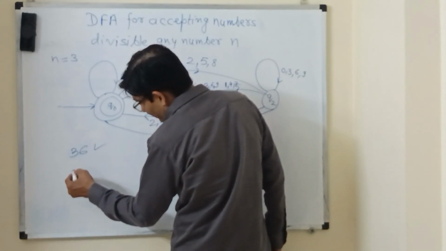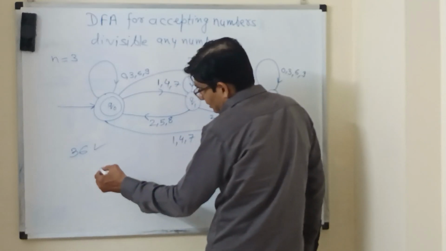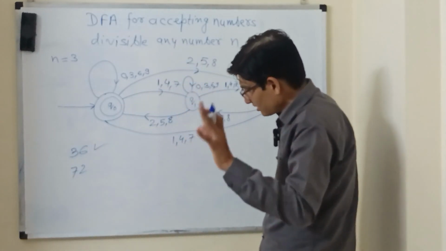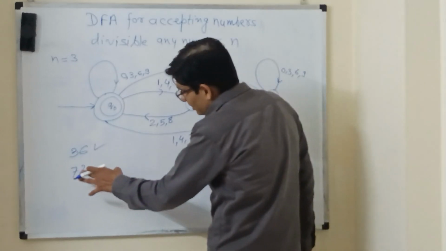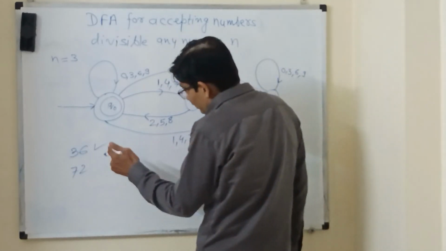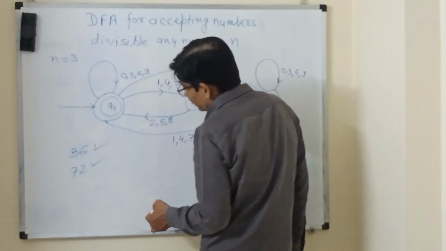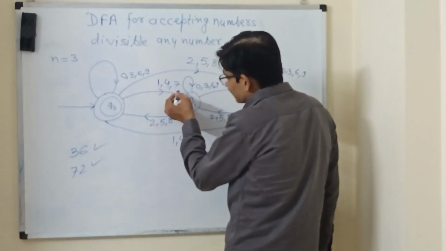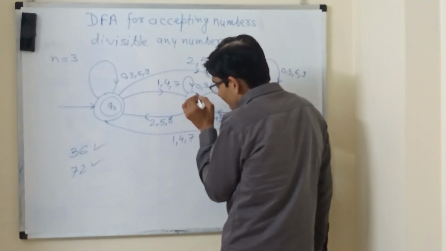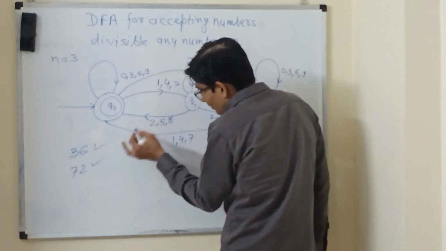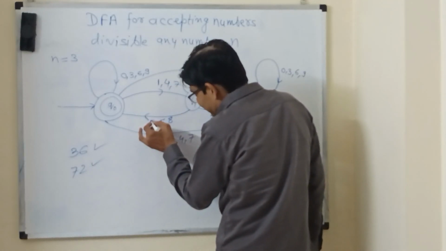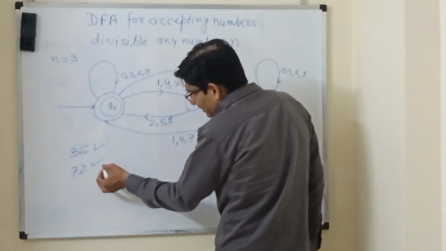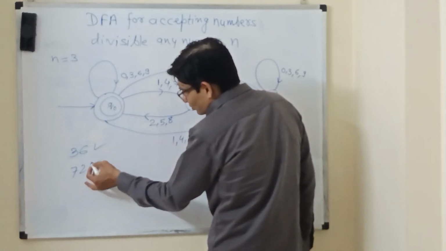Now we will take another example. We can take 72, which is again divisible by 3. You can see we are on Q0 and we read 7. So we reach Q1 here. Now on Q1 we read 2. So by applying this transition, we move to Q0. After reading the complete input, we are on Q0, which is the final state, so it is also accepted.